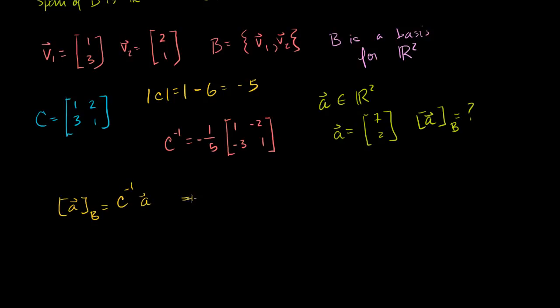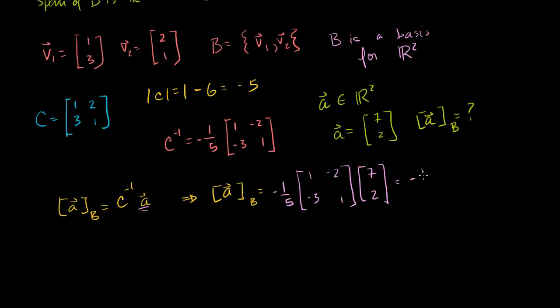Or this is the same thing. Let me put the actual numbers here. The coordinates of A with respect to B are going to be equal to C inverse, which is minus 1/5, times 1, minus 3, minus 2, 1, times A, times 7, 2. And what is this equal to?